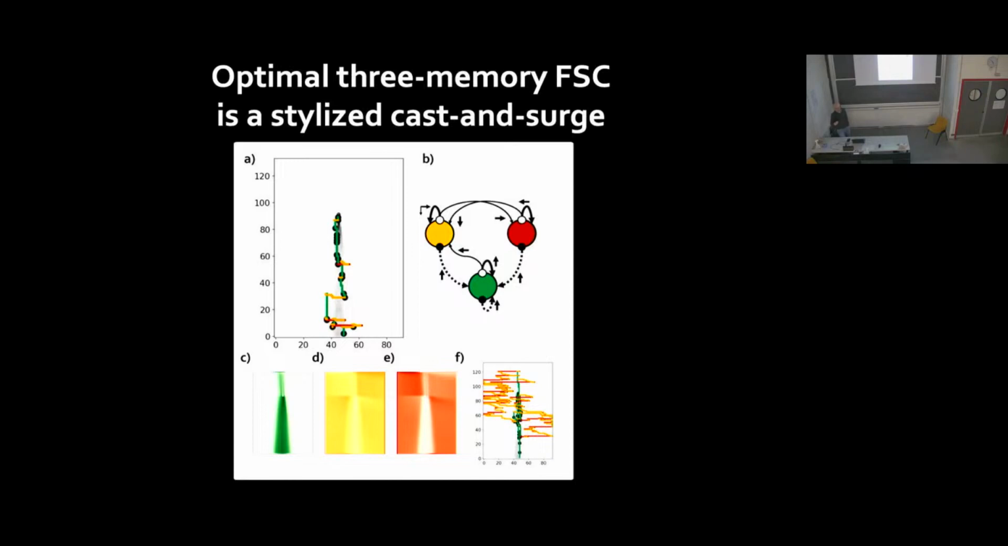Would you like to have 2 memories or would you like to have 4? We tried with 2, but it does a very simple thing, which I didn't show: it does surge and then a backward random walk.